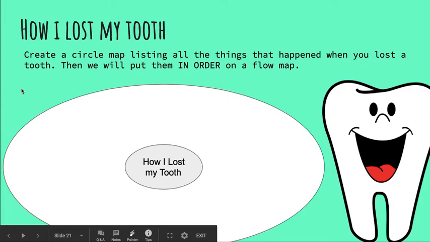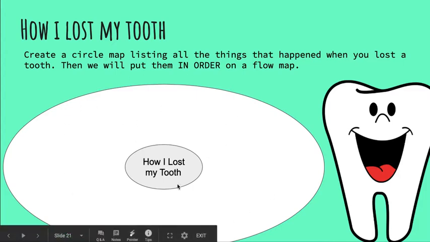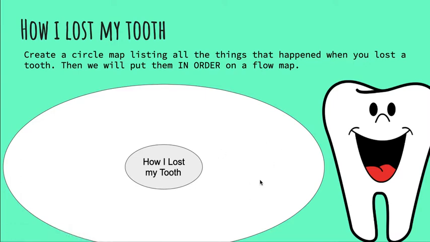Let's go ahead and make a circle map listing all the things that happened when you lost a tooth. Then we will put them in order on a flow map. So what you can do is make a circle, and in the middle of the circle, you're going to write how I lost my tooth.